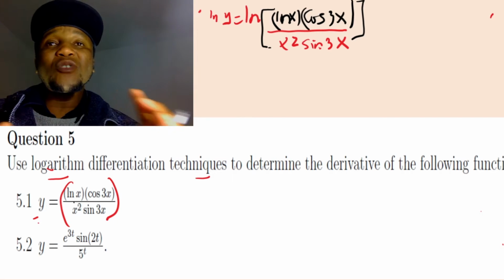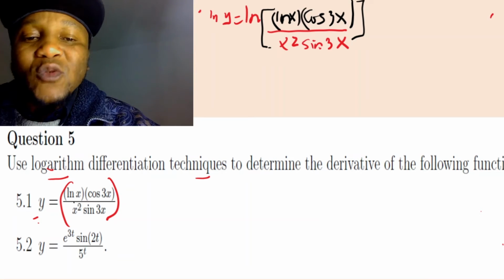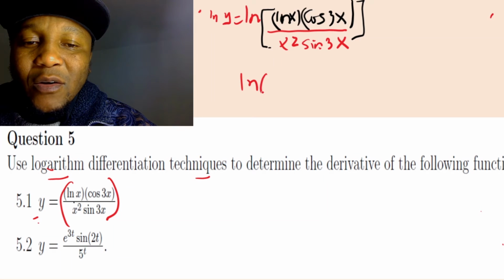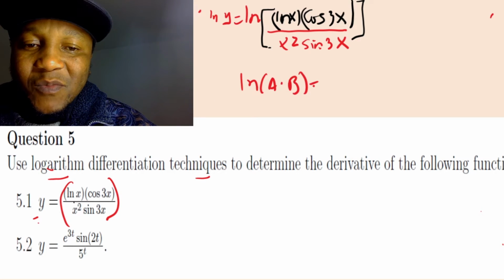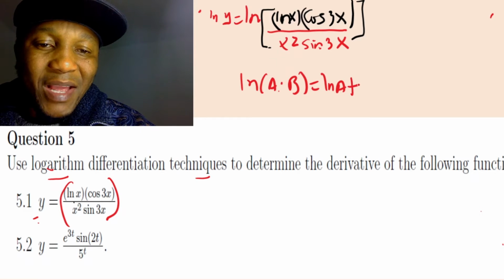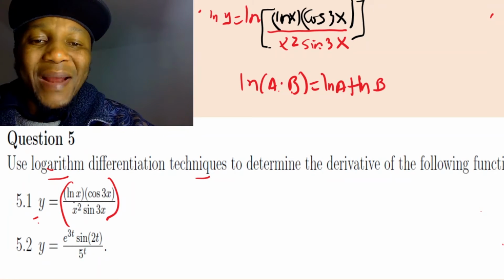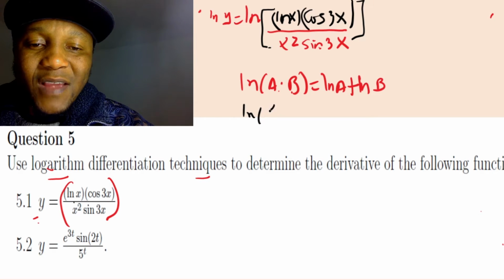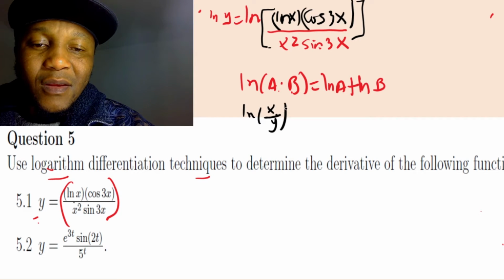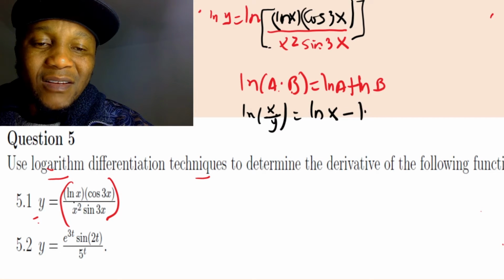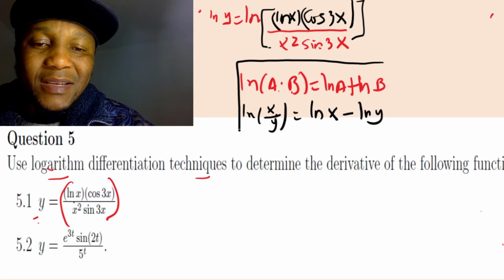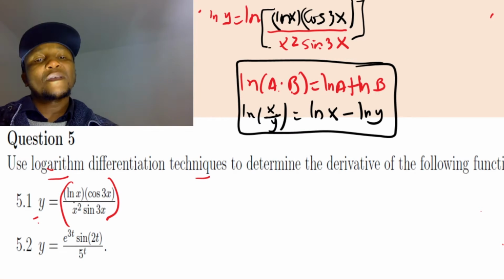The log rule says, before I start to differentiate, let me simplify things. If you have ln of a times b, you can split it into ln of a plus ln of b. Simple as that. But if it's division, for example ln of x over y, you take the top, and then it's division, so you minus ln of y. Just like that. So that's how you do it.